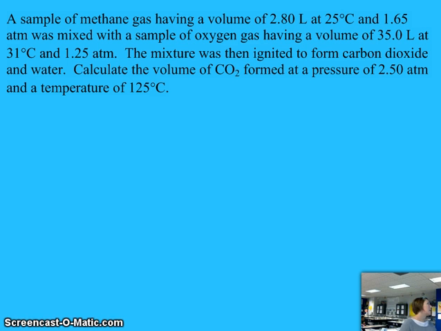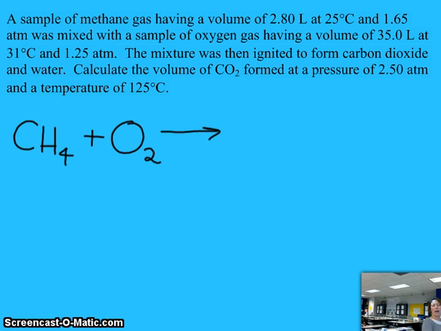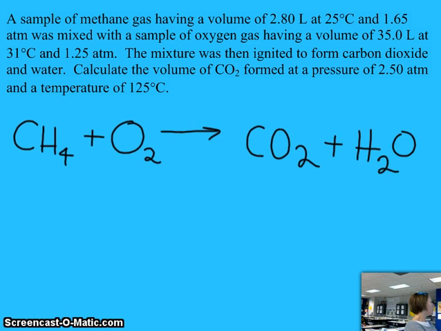We are mixing methane. Methane, remember, is CH4. We're reacting that with oxygen. Oh, it's combustion, right? We get a little spark to activate that reaction, and we make CO2 and H2O. We have to balance the equation, 1 carbon, 1 carbon. We need 4 hydrogens, so we'll put a 2 there. And we have 4 oxygens, so we need a 2 here. Okay, so now our equation is balanced and written.